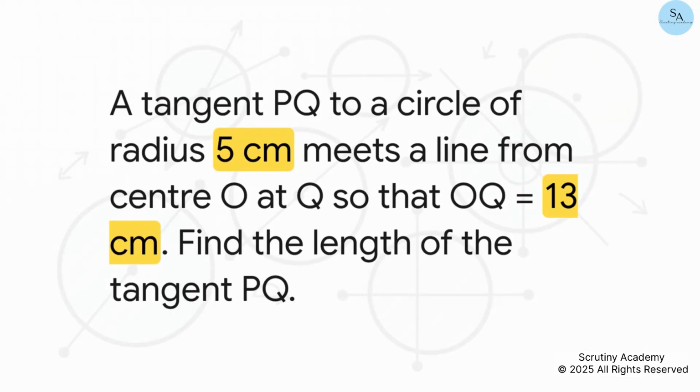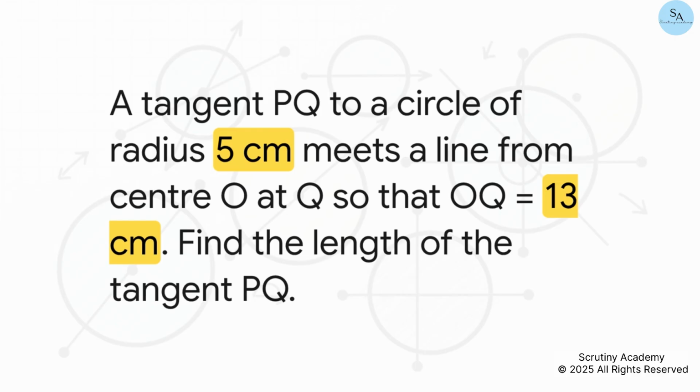Okay, check out our first problem. We've got a circle. Its radius is 5 centimeters. There's a tangent line, PQ, that touches the circle at point P. The distance from the center, O, to the point Q on the tangent is 13 centimeters.